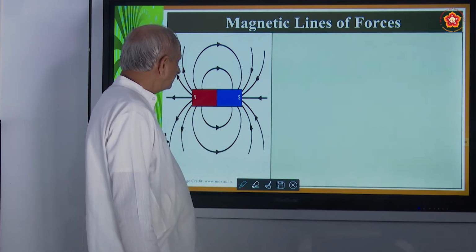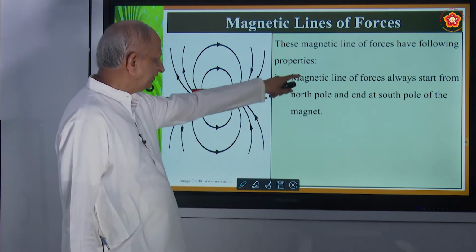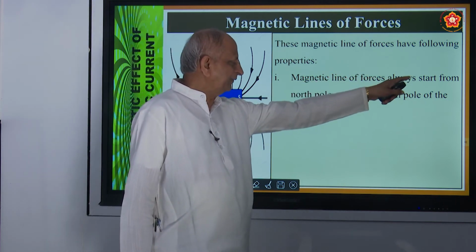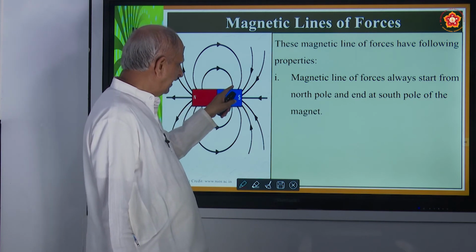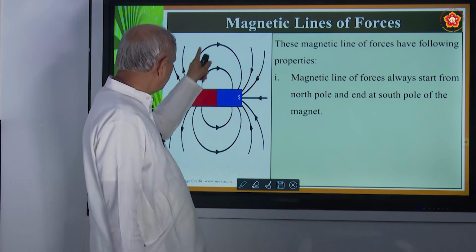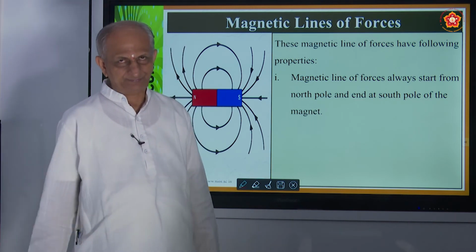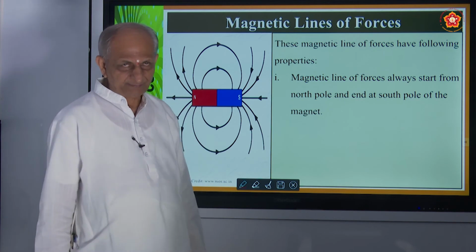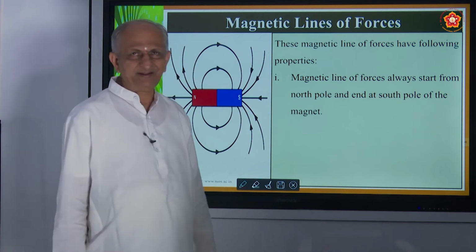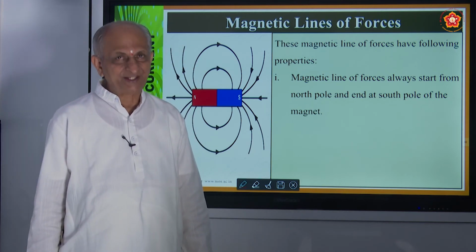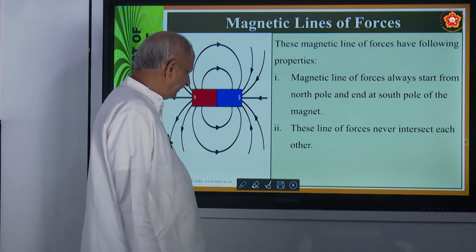About the properties, the first property: magnetic lines of force always start from the North Pole and end at the South Pole. So putting the arrow mark is very, very important, because it is a vector quantity. It has both magnitude and direction. How do you measure it? By a unit called Oersted, because it was Oersted who found out or measured this.